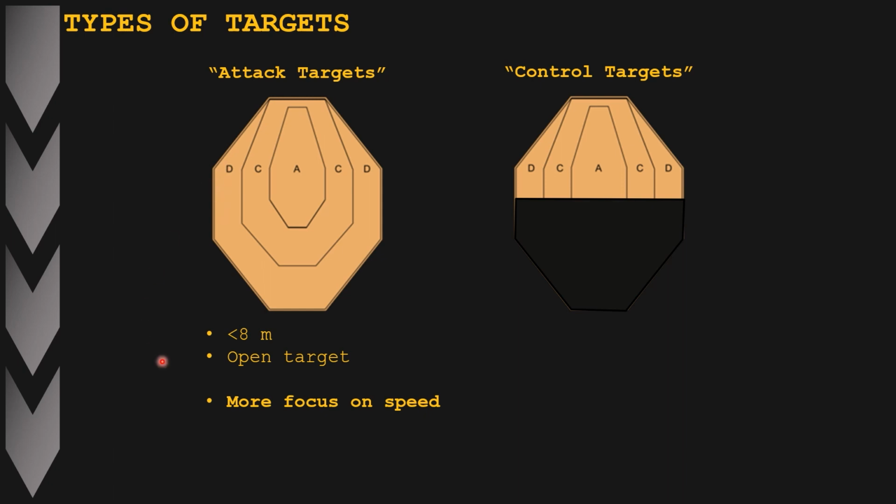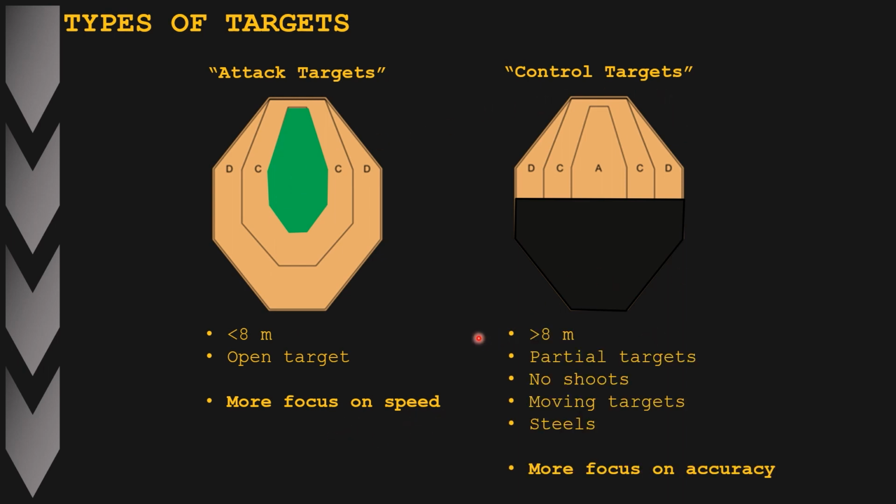Attack targets are defined by distance and the fact that the real target area is fully open, visible and unobstructed. These types of targets we engage with much more focus on speed and a little less on accuracy. The control targets are further away and they might entail partial targets, no-shoots, moving targets including swingers and steels, for example. These types of targets need to be engaged with more focus on accuracy and a little less on speed.